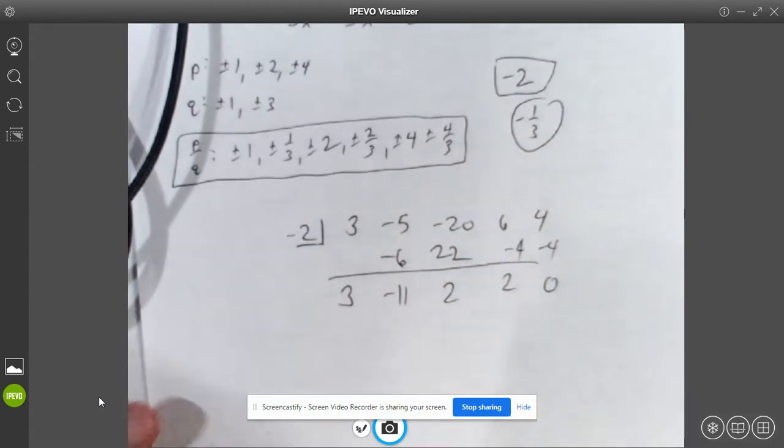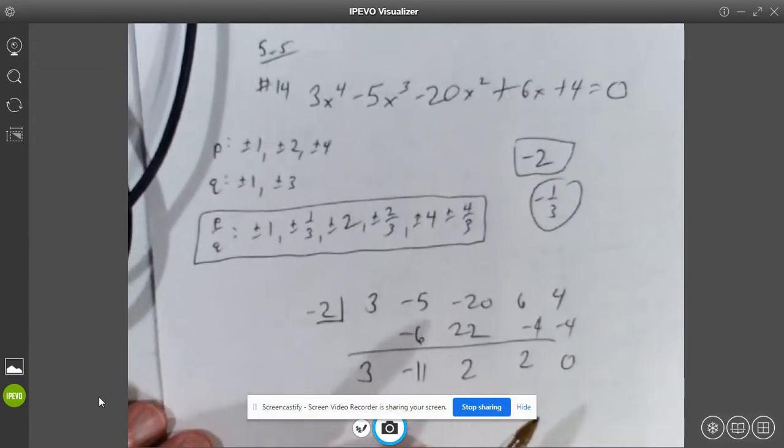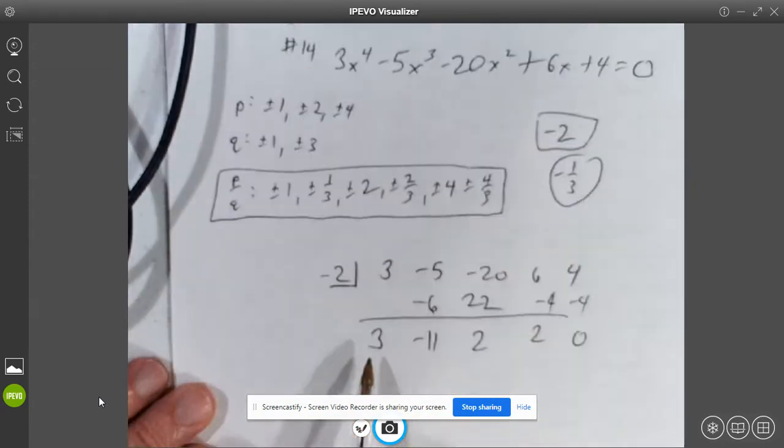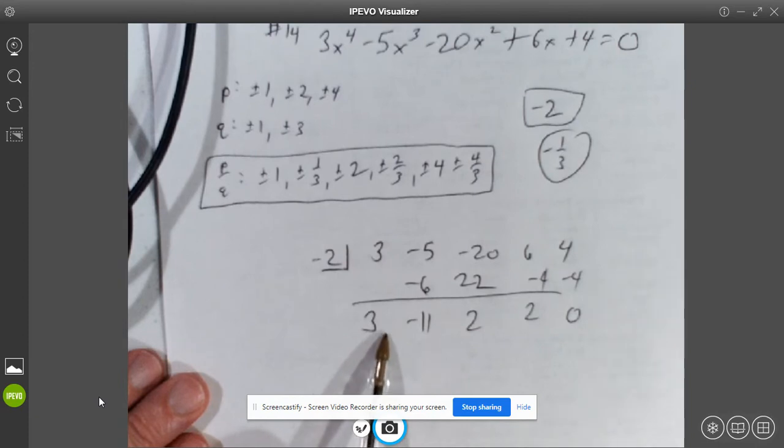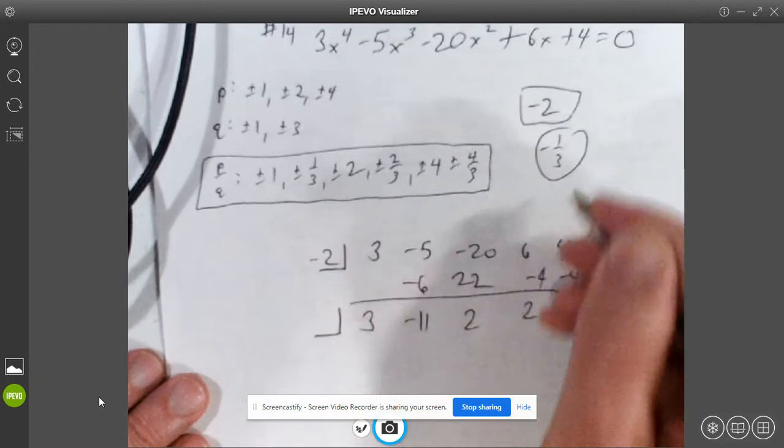And again, here was the problem I'm talking about, why we had to do it twice. This was 3x to the fourth, so this is still 3x cubed. This only drops by 1. And I still can't solve a cubic, so I've got to do this again.